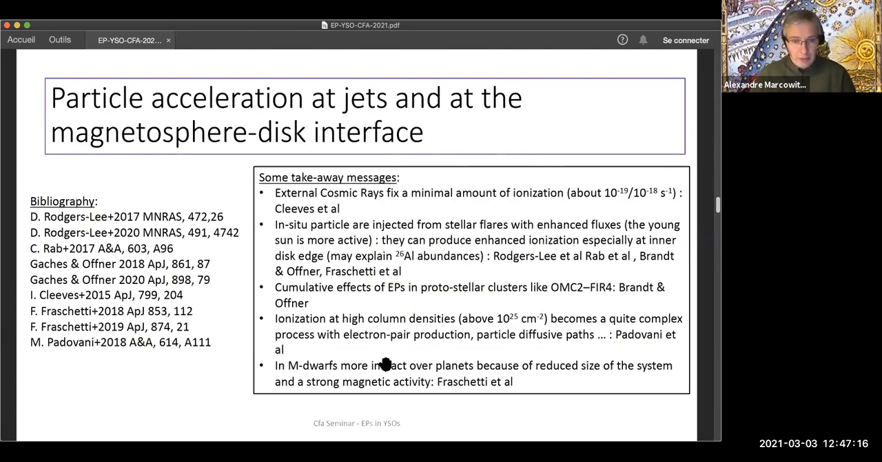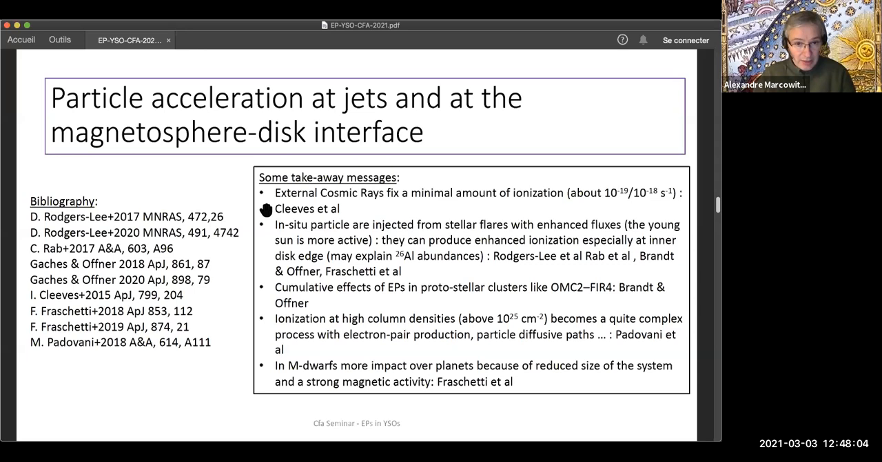To make a short story, which starts to be long, there is a growing interest in looking for energetic particle acceleration in these objects. Here I selected a couple of articles, so you can see that it's a rather active field, with several publications within the last 5 years. Some takeaway messages from these works are the following. If you consider only external cosmic rays, coming from the interstellar medium, you can calculate a minimum amount of ionization in a circumstellar disk, which is about 10⁻¹⁹ to 10⁻¹⁸ per second.